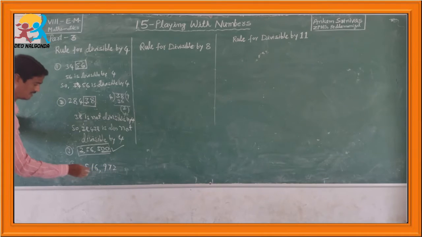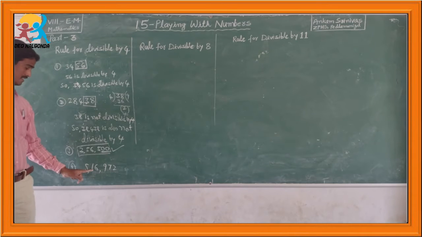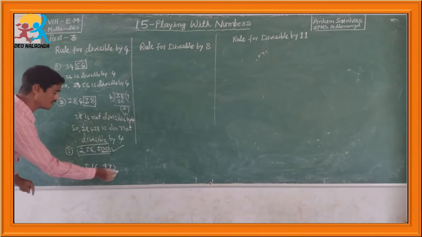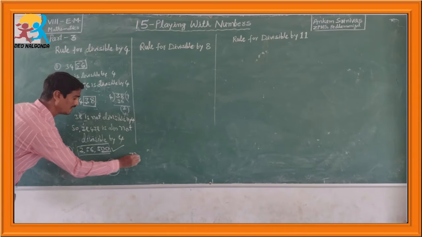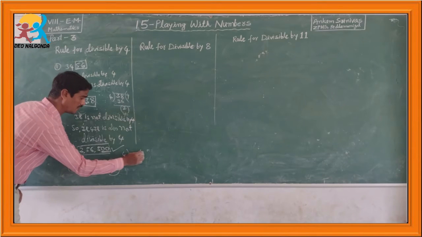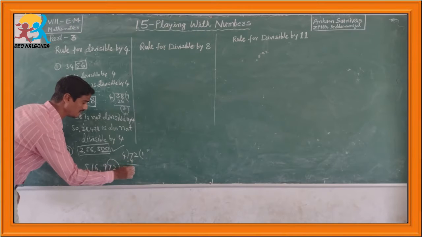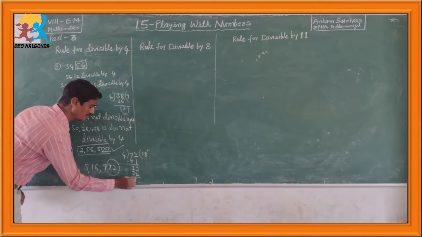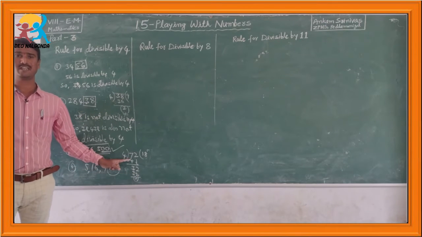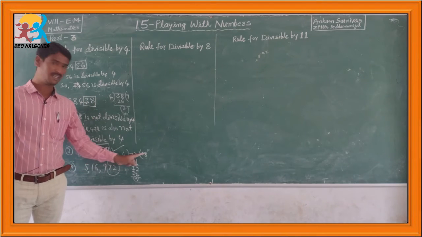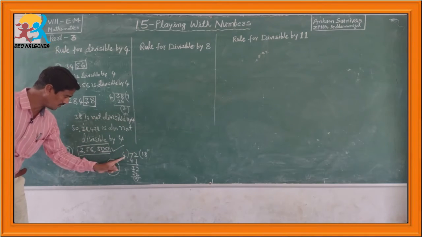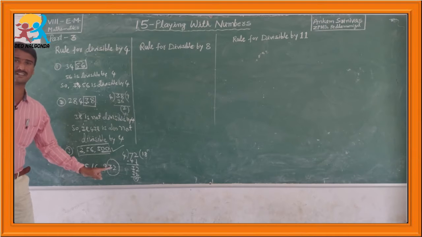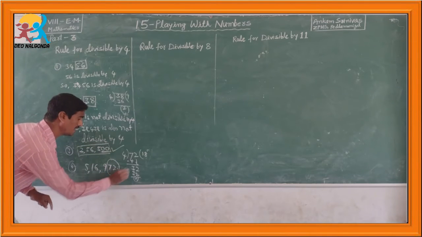Now I have taken here 5,16,972. Take the last 2 digit number, 72, and divide by 4. 4 ones are 4. 7 minus 4 is 3. If I take 2 here, 4 8s are 32. So clearly 72 is divisible by 4. So the given number 5,16,972 is also divisible by 4.